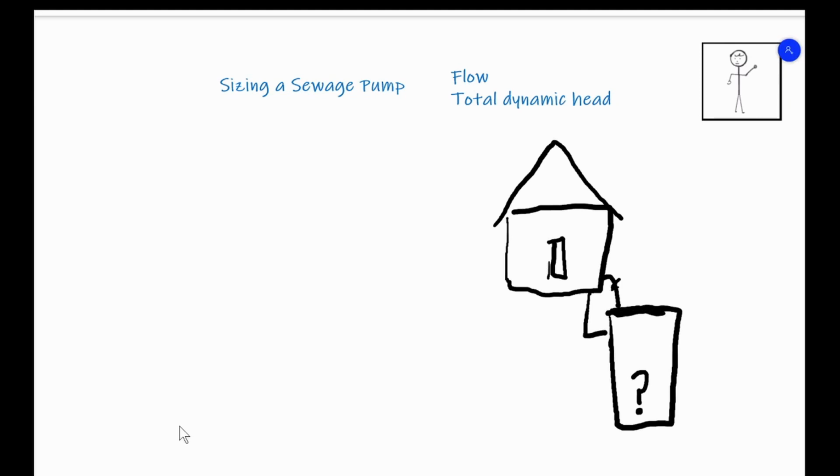And it's going to have a discharge pipe that's going to go 500 feet horizontal and over a 10-foot hill. Okay. 10-foot hill. Total length of pipe from here to here is going to be 500 feet.